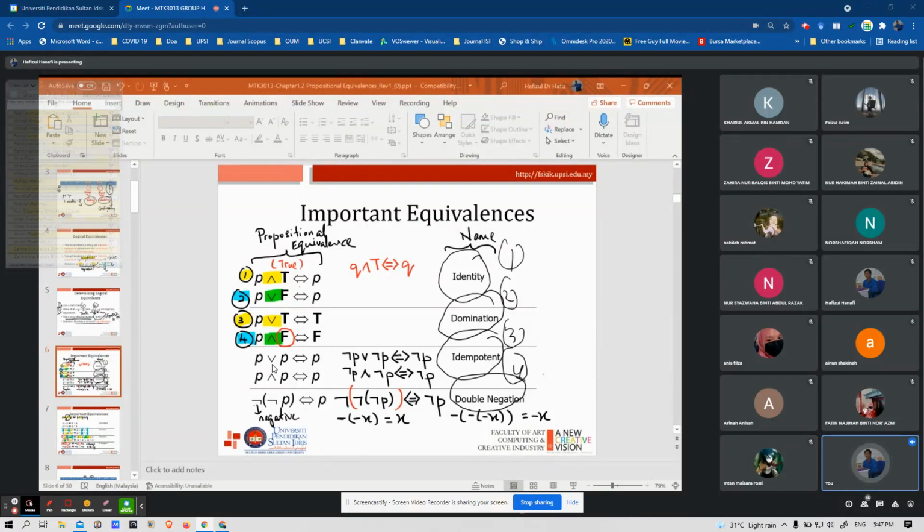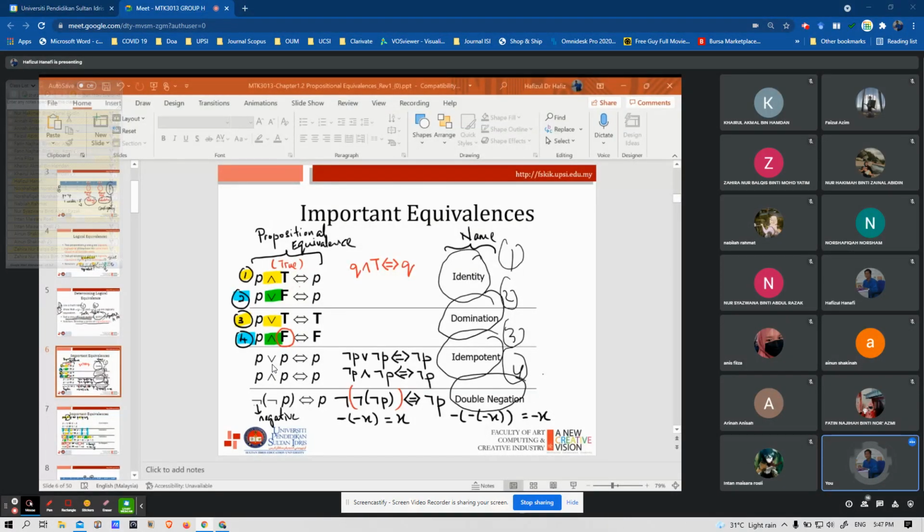Compared to the equation, x multiplied by 0 is 0 for real numbers. The result is always 0 regardless of the value of x. And then the domination for the disjunction is T and for the conjunction is F. It must be false. Okay, this one is domination.